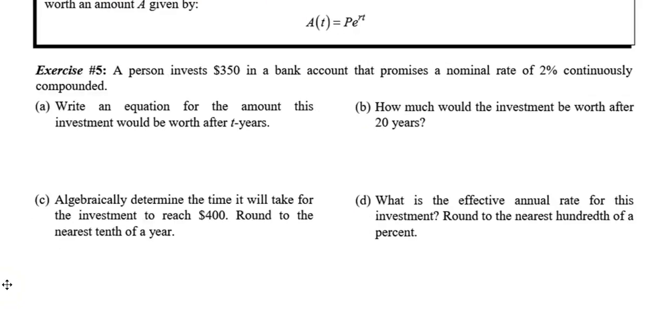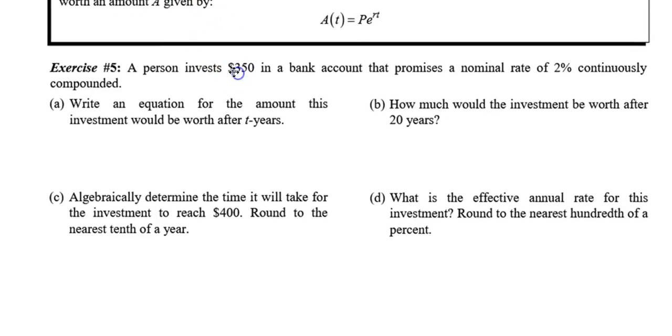So let's consider this example. We've got a $350 initial investment, and we're going to have a 2% continuously compounded interest rate. It's really important to underline or highlight the facts that are given to you, right? And not only the rate, but how often it's being compounded per year. So let's look at what it would be after t years.